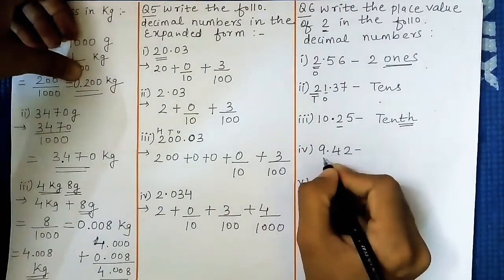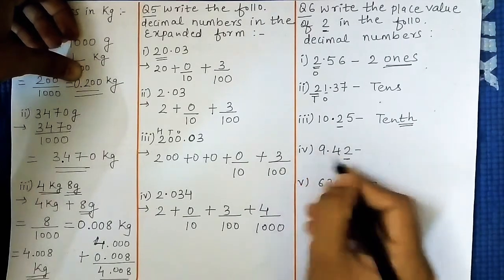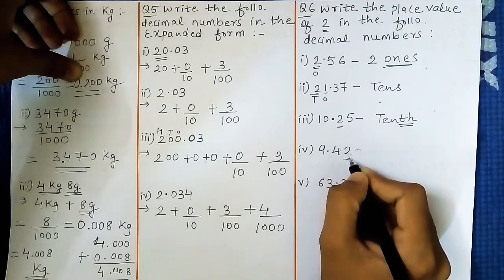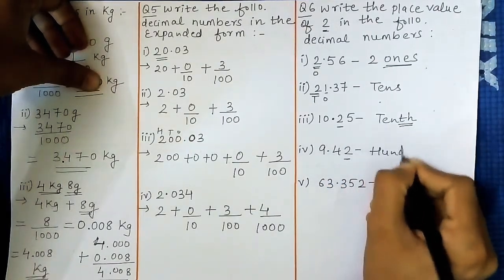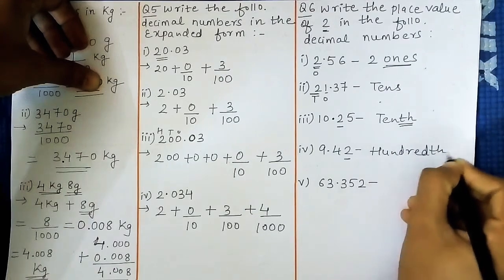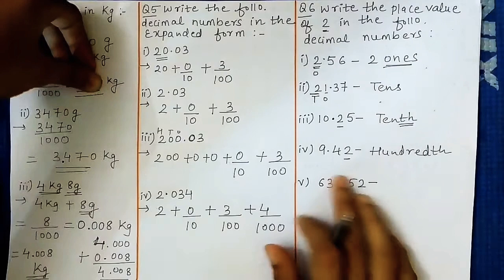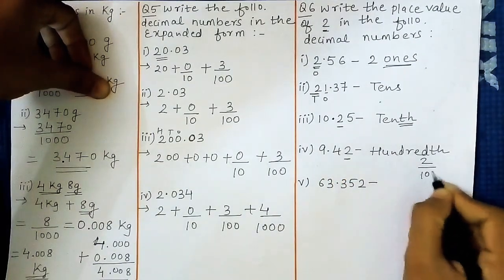Now next one is 9.42. Now this is ones place. After the point, this is tenth place and this is hundredth place. So 2 is on hundredth place. So here the answer will be hundredth. So hundredth will be the place value of 2. Or you can also write 2 upon 100.